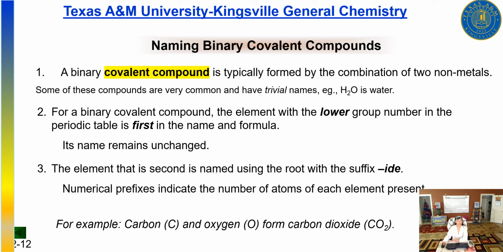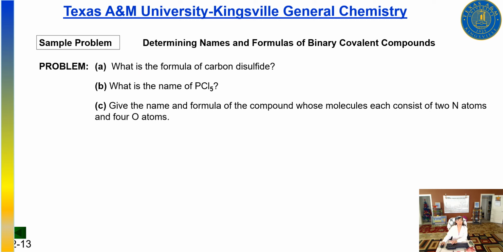And then this numerical prefix indicates the number of atoms in your compound. This di refers to 2. This number 2, make sure it is a subscript. That's how you are going to name the binary covalent compounds.